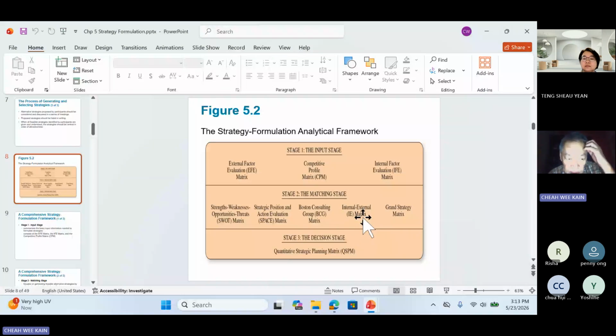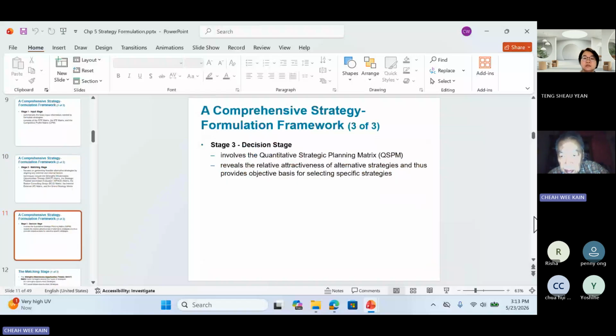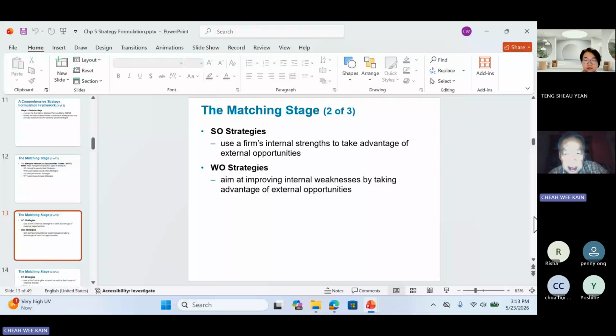Then we want to look at the next step: how to actually select the actual strategies, how to frame the strategies. This one is just the explanation for the business chart. So now let's look at an example.